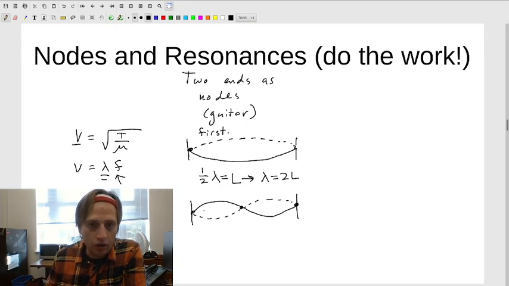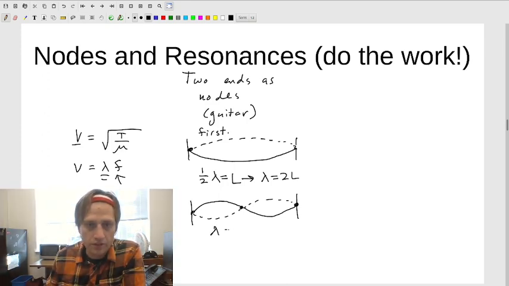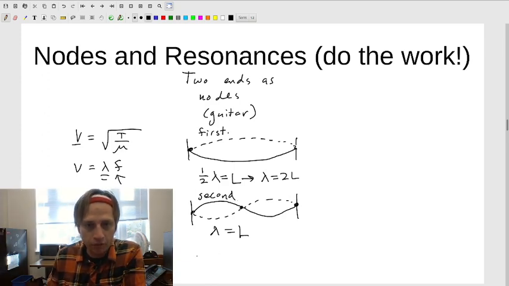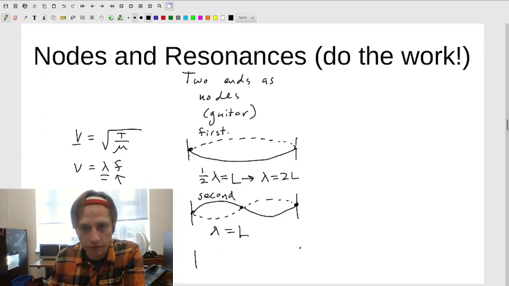Okay, now notice this is one full waveform, so in this case the wavelength is simply the length of the string. That's our second harmonic. And then if we wanted to go to our third, we only had one node here, so we're now going to have 2 nodes, with our nodes on the edges.